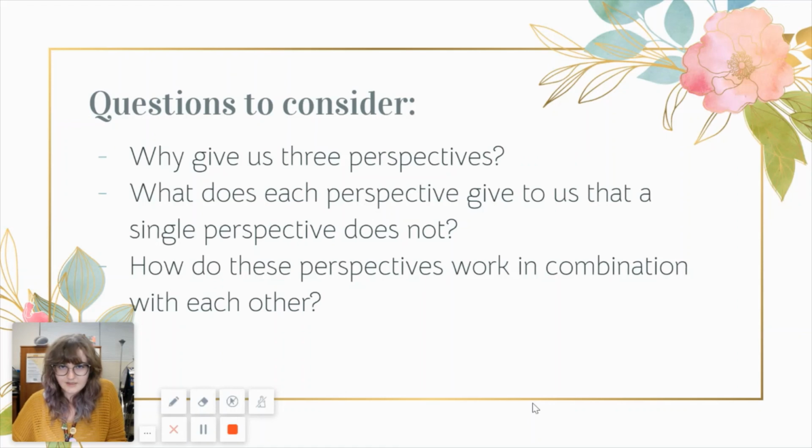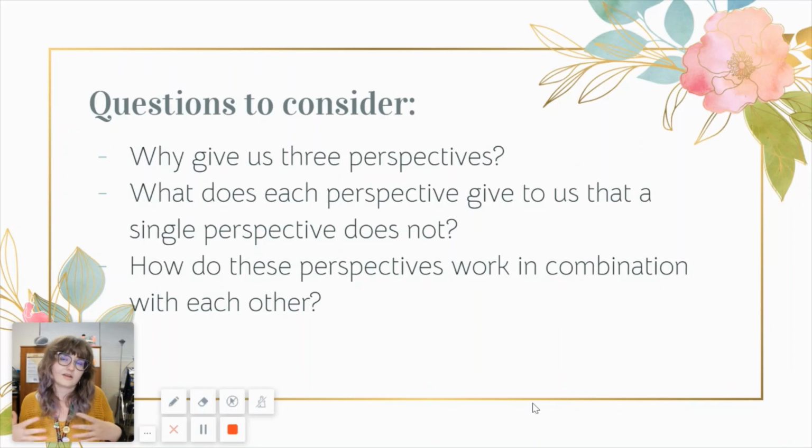Why give us three perspectives? Why not just have Victor Frankenstein tell us the story? Or why not just have the monster tell us the story directly? Why have Walton at all? What does each perspective give to us that a single perspective does not?